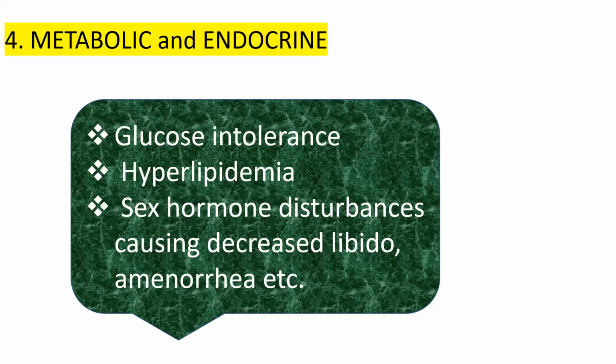Like you have seen, there will be diabetes mellitus, isn't it? Because of glucose intolerance, the glucose level is very high or very low, there will be intolerance. That is known as glucose intolerance. And next, hyperlipidemia. And next is sex hormone disturbances causing decreased libido, amenorrhea. That means there will be disturbances in our sex hormones, and because of that disturbance, that will decrease the libido as well as cause amenorrhea.